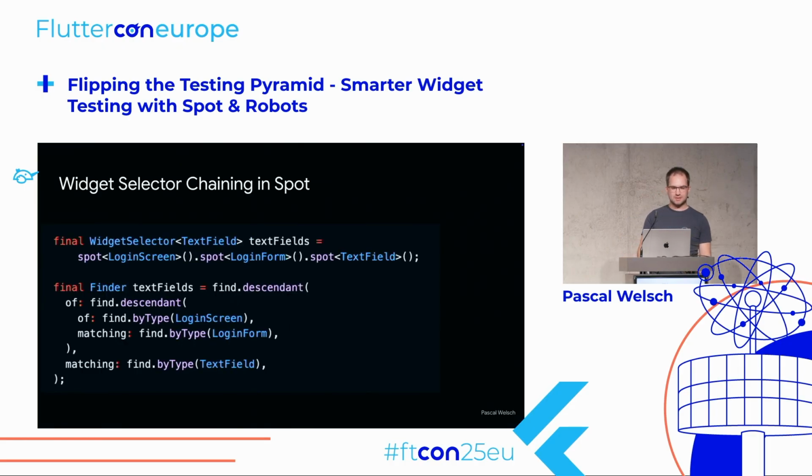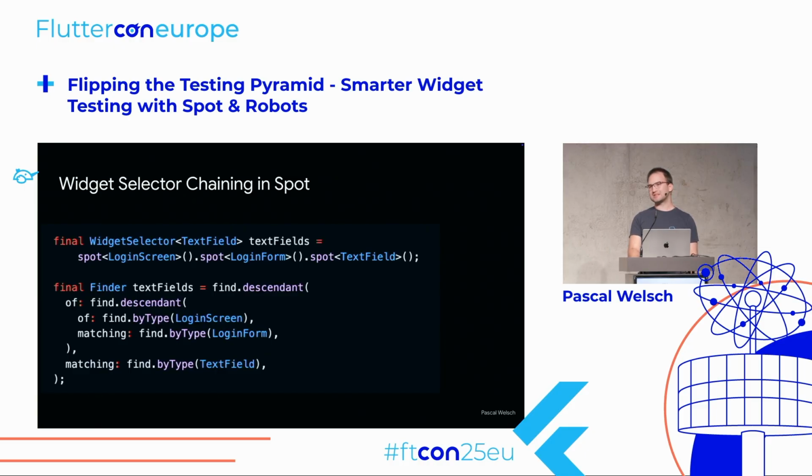Here's another example of what the chaining looks like and how it's different. The chain at the top, I think, is quite easy to read. We go to the login screen, we search for the login form, and there we take a text field or all the text fields. Whereas the one at the bottom, I'm quite used to that, but I still find it hard to read. And if I find it hard to read, your coworker probably does as well.